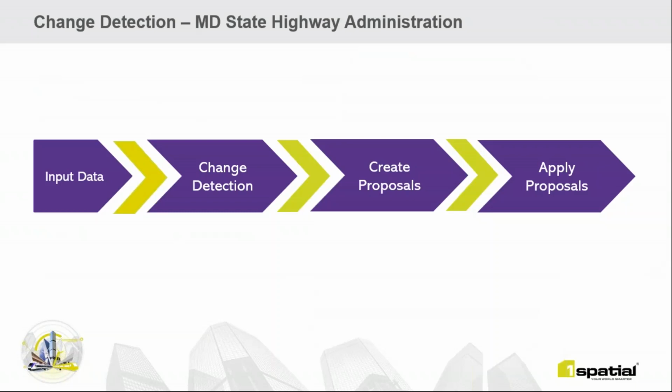Our next use case is how we went about applying this change detection process between sample route data from Maryland State Highway Administration, which is an LRS-based network, against a locally maintained road network. Ideally, the workflow would go like this: from loading in the input data, running our change detection processes, creating proposals for how we would like to automate applying those changes, and then ultimately applying those proposals. However, there are modeling issues between these two networks, as you're probably already predicting. So some pre-processing had to be done before we could push them through our change detection.